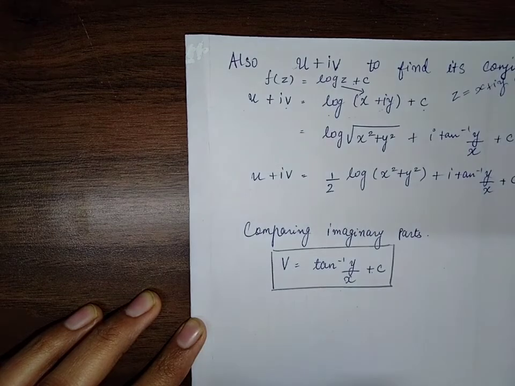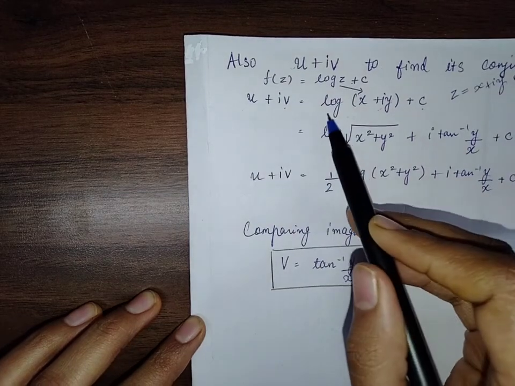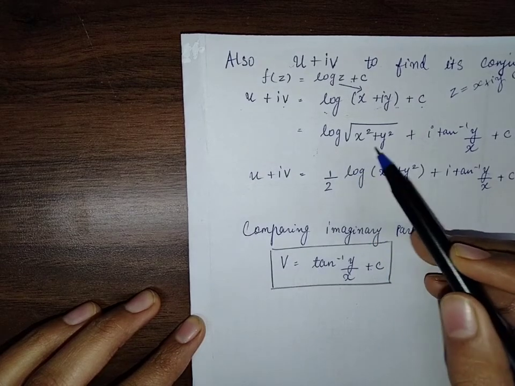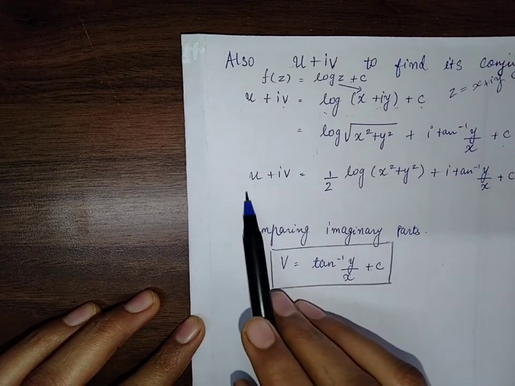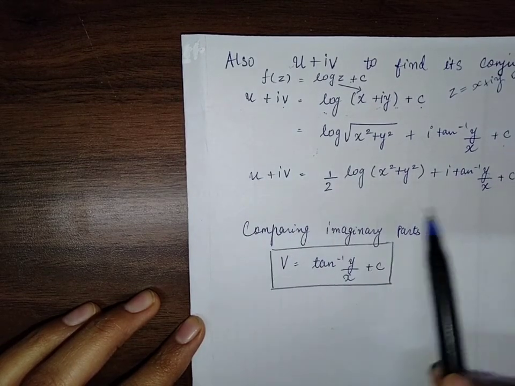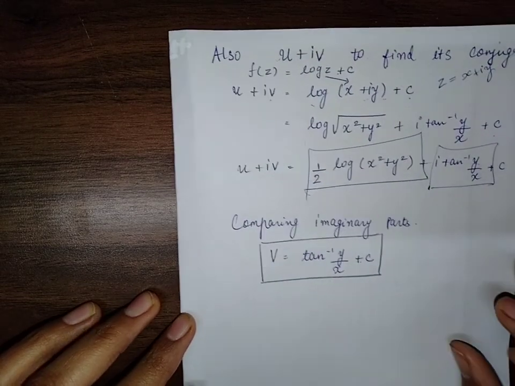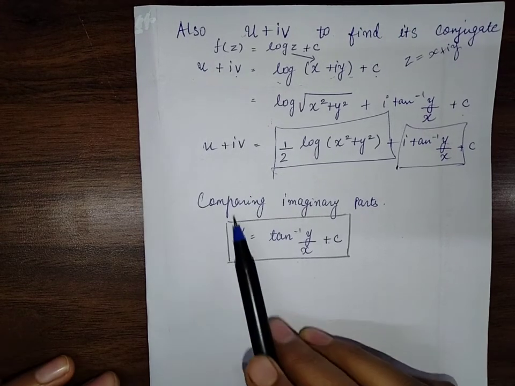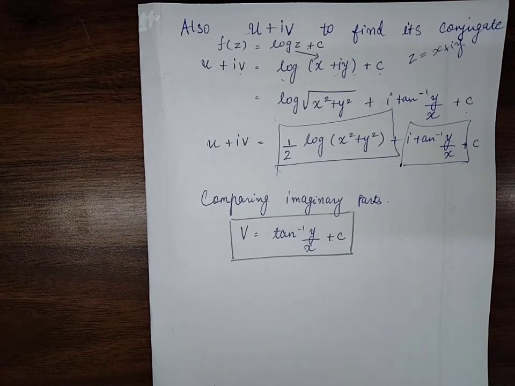Now, according to the logarithmic function, in the previous lectures on logarithmic functions, we have seen that when we have log of x plus iy, this is the form we get, that is, log of under root x square plus y square plus i tan inverse y by x plus c. Now if we compare it with the u plus iv form, this is our real part and this will be our imaginary part. But we were told that u is given and we have to find the conjugate. So its conjugate will be v, and v is the imaginary part. So we have to compare only the imaginary part. So v will be tan inverse y by x plus c.